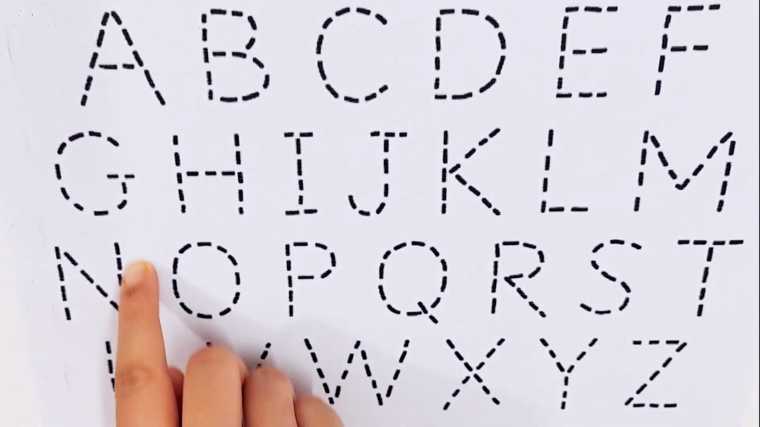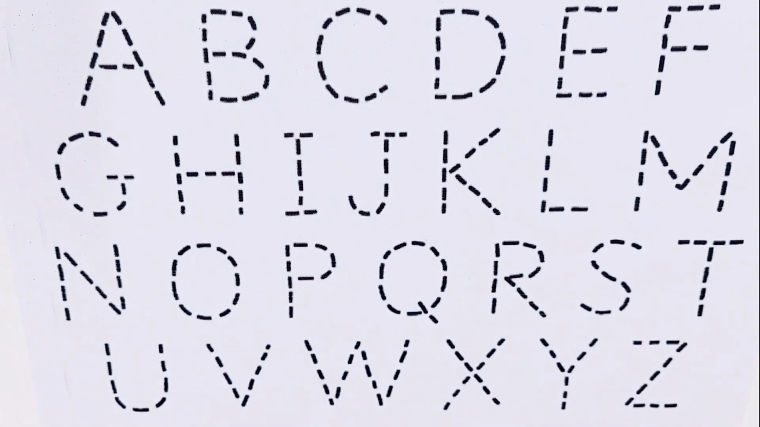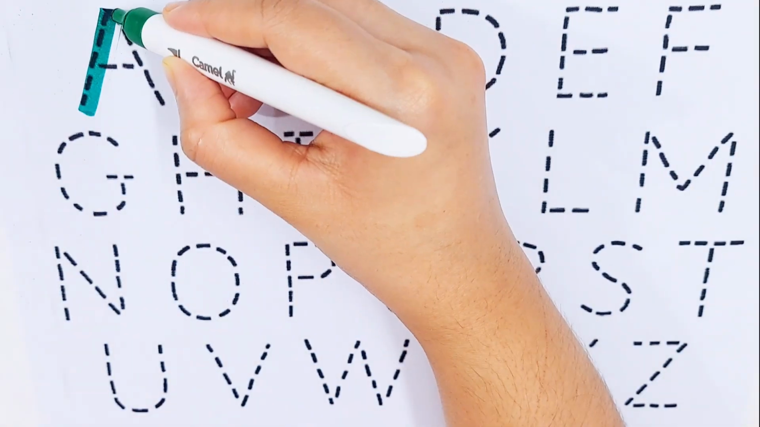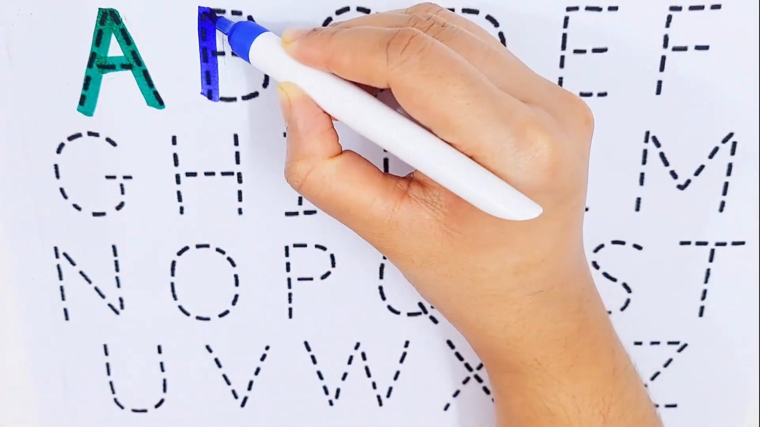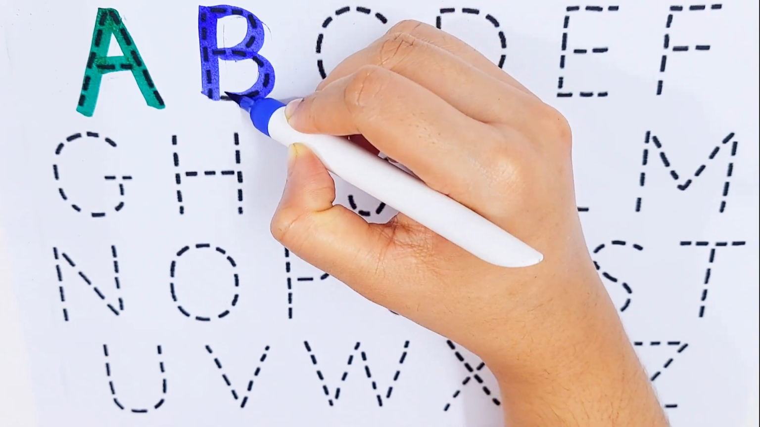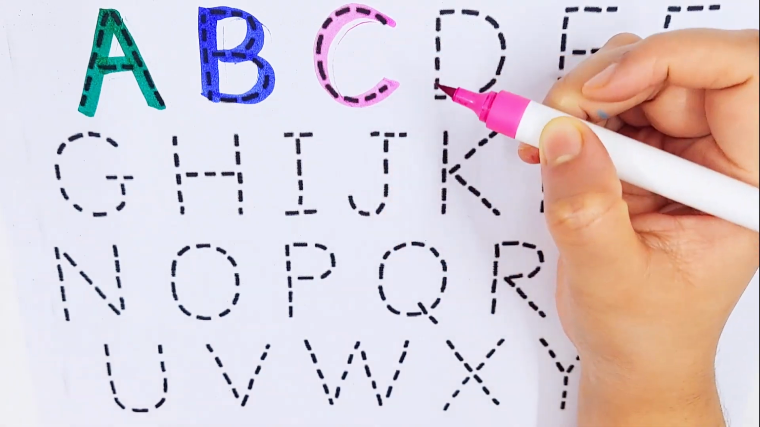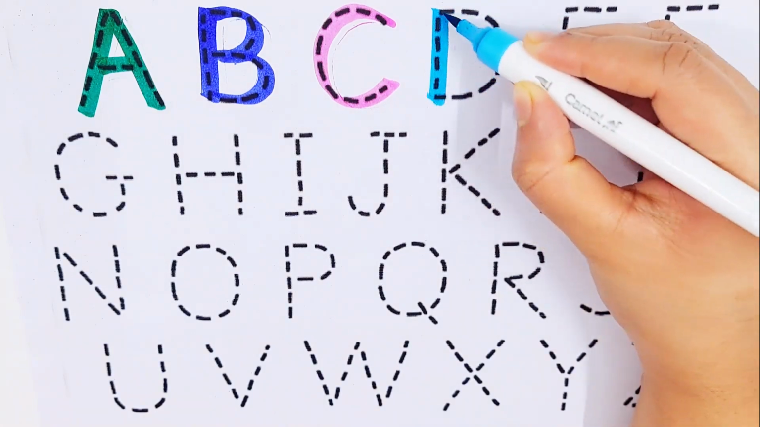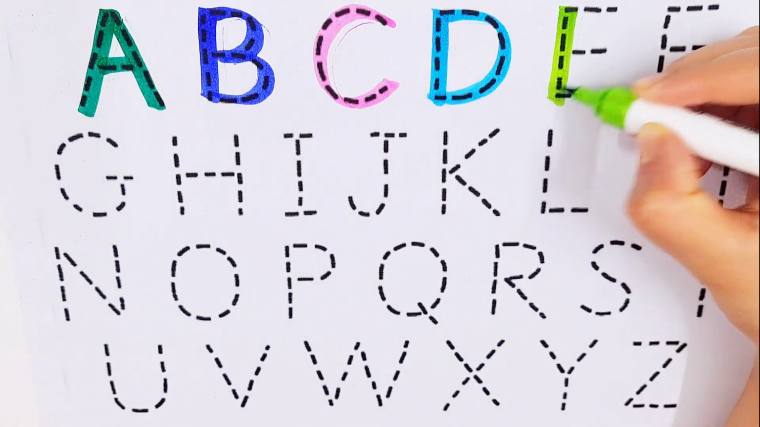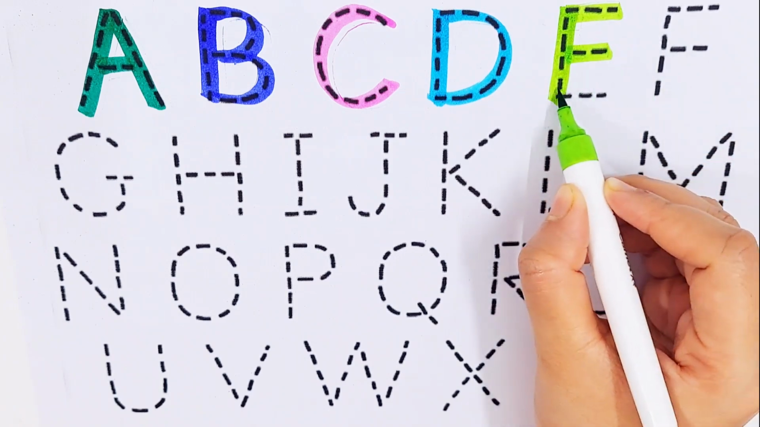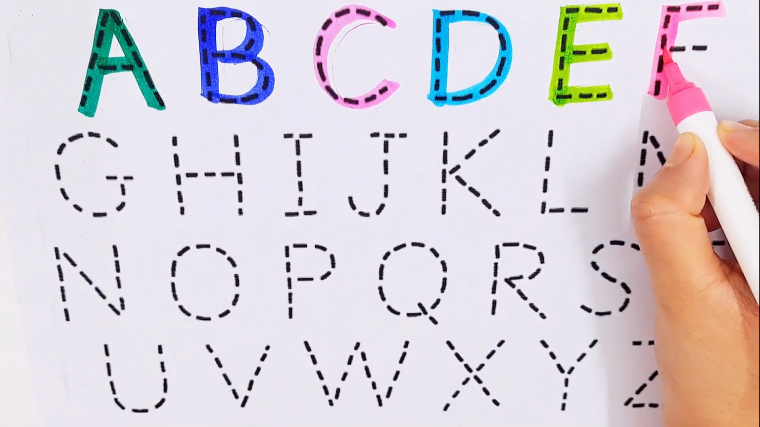Today we are trying to learn some alphabets. A, B, C, D, E, F. A for arrow. B for bus. C for candy. D for dust. E for elephant. F for fish.